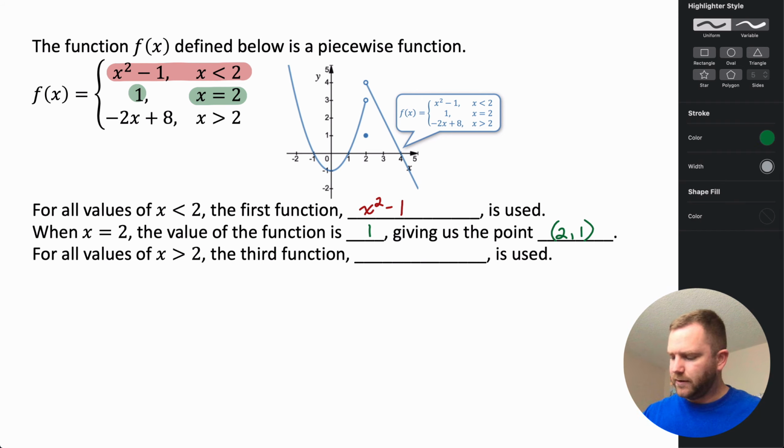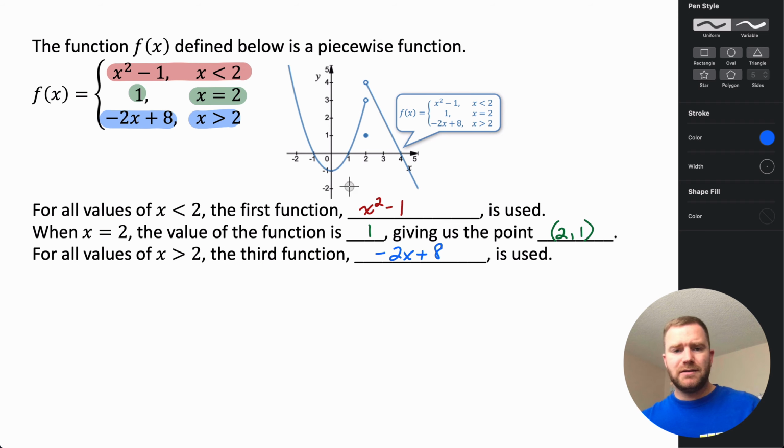And then the last piece that we use is for x values greater than 2, right? For x values greater than 2, we get this definition there, negative 2x plus 8. And that's going to be this line that we have here. So negative 2x plus 8 is defined for this last portion. And you can see that this function is defined on the whole real number line, right? So all values less than 2, all values greater than 2, and at 2.